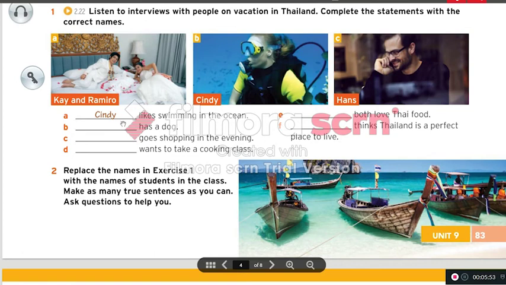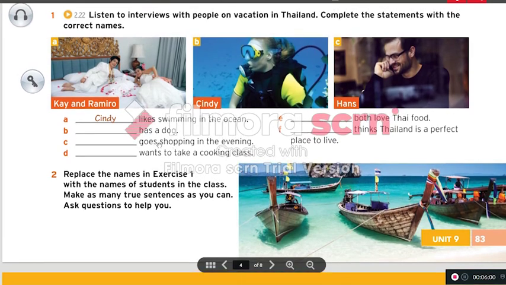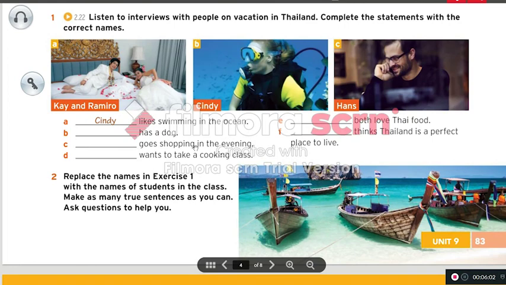And you're gonna try to guess who likes swimming in the ocean, who has a dog, who goes shopping in the evening, and you're gonna complete these sentences but with their names. But you can ask your classmates these questions so that you can help yourself. For example, if you don't know if one of your classmates has a dog, you can ask, hey, do you have a dog? And like that, you're gonna be able to finish this exercise, all right?